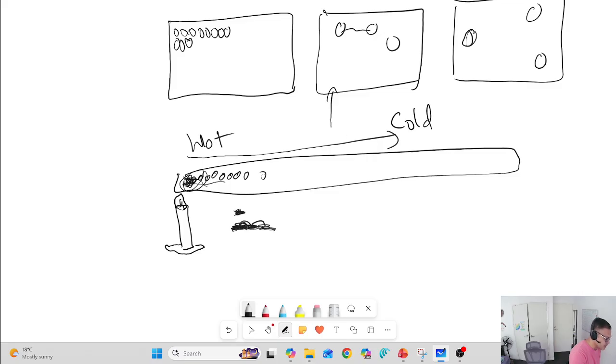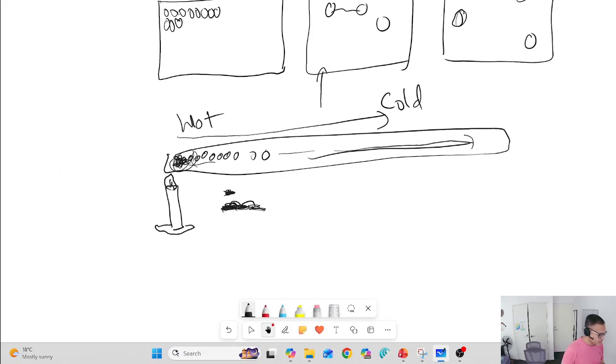It's just vibrating in place. And then it's transferring that energy to the nearby neighbor, which is the neighboring particle, and so on. And suddenly this whole thing will start to become hot from this side to that side, right? You would have observed something like that.